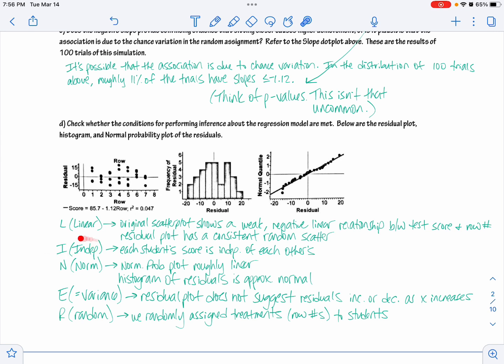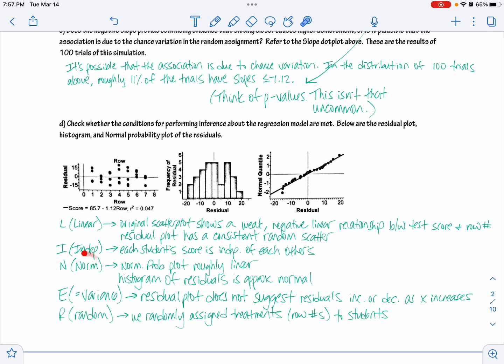The I stands for independent. Each student's score, it's reasonable to believe, is independent of each other's. Notice I'm not checking the 10% condition here because this is an experiment. I did not take a sample of students. I just forced my students all to participate in this experiment. I would check the 10% condition if I took a random sample, which in this example, read the wording at the top, I did not take a random sample. I just used all my stats students.